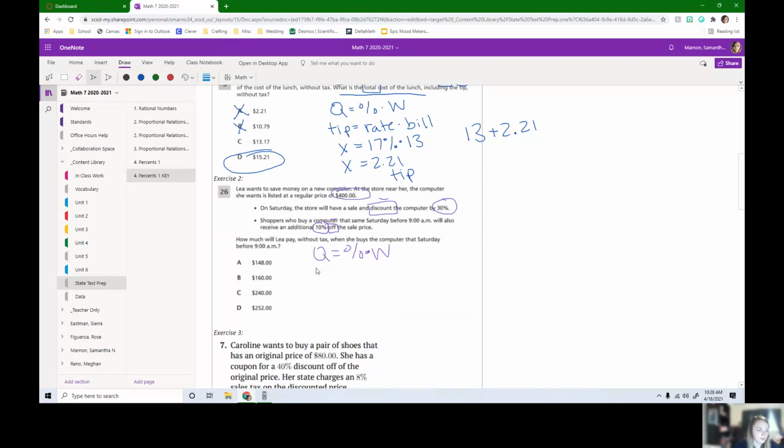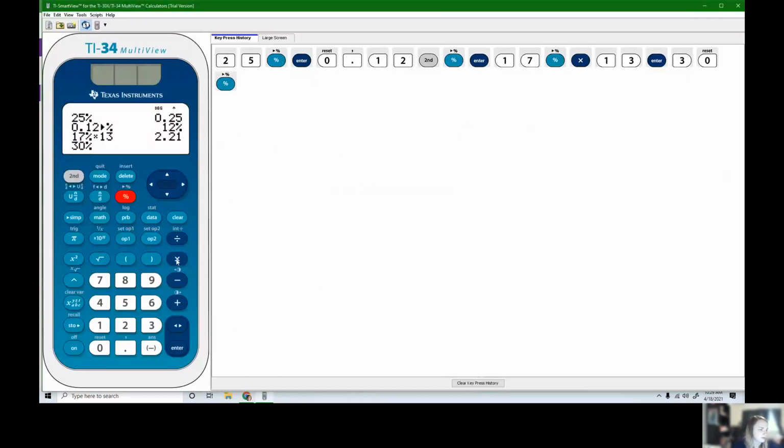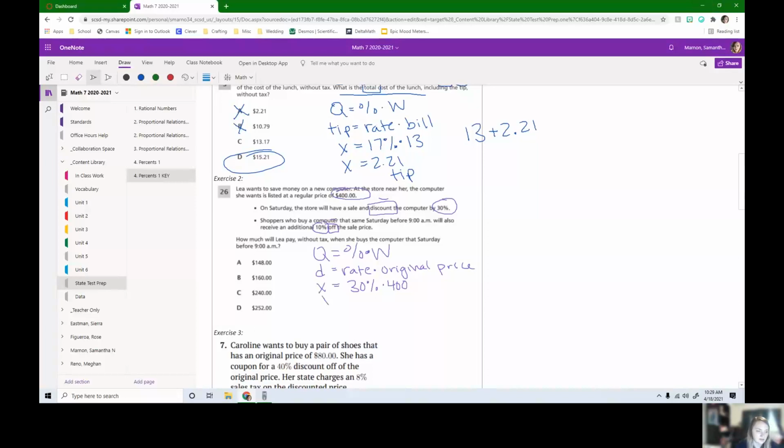So when we're doing a discount, the quantity is the discount amount, the percent is the discount rate, and the whole is the original price. So we're going to figure out how much that discount is to take away from the price. We need this to be X, or you can keep using it as D for discount. It's 30% times the original price, which is 400. So we can do 30% times 400 right on our calculator, and we get 120. So the discount is 120.